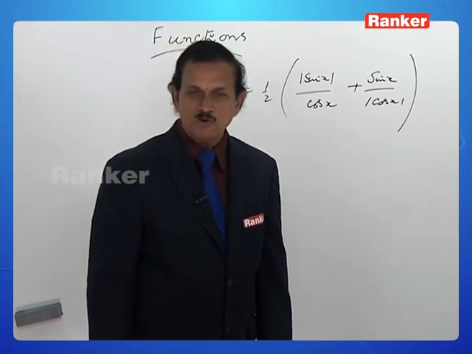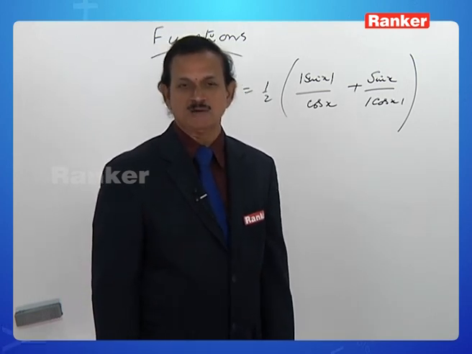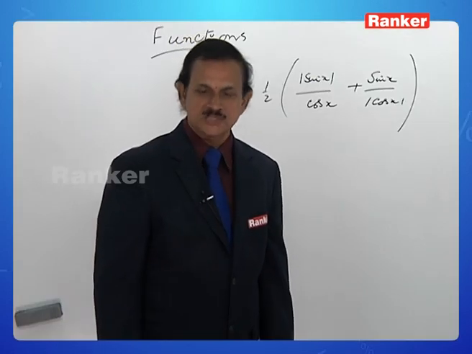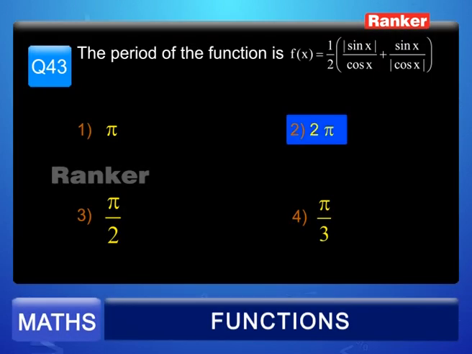Is it available among the options? Of course, it is available. First option is pi, second option is 2 pi, third option is pi by 2, fourth option is pi by 3. Therefore, we notice that the second option among the given is the right option, that is period 2 pi.